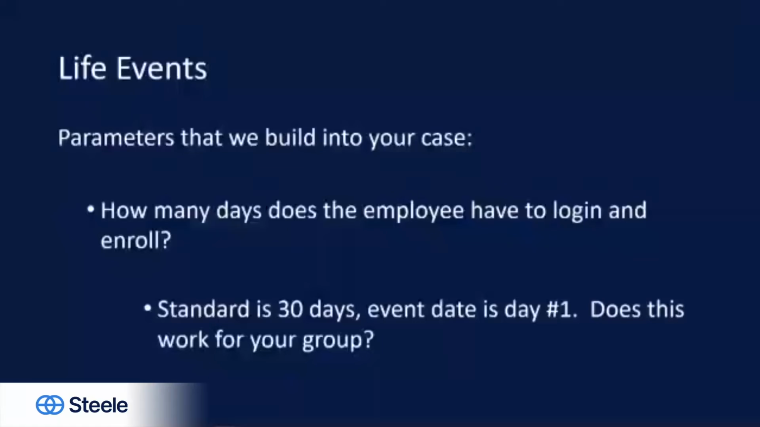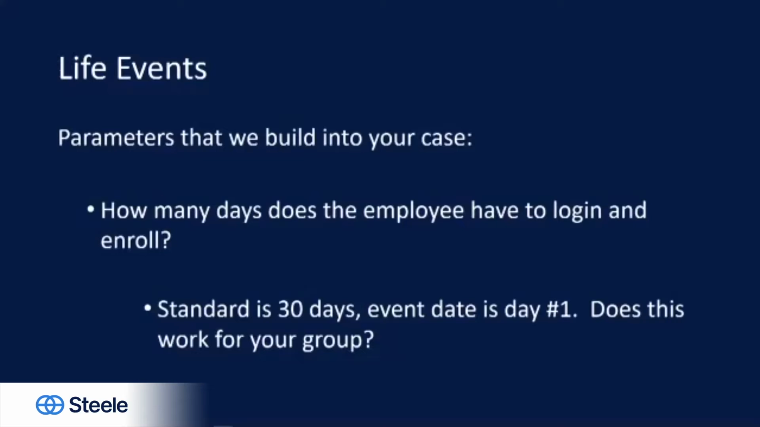So we have what we call a standard setup. So we have section 125 life events that we know 30 days is what they get to do. And we know that when you have a baby, coverage starts date of event. And there's a lot of specific rules that are kind of unchangeable, right? And that's how those work. So we have a steel standard that we set everything up.